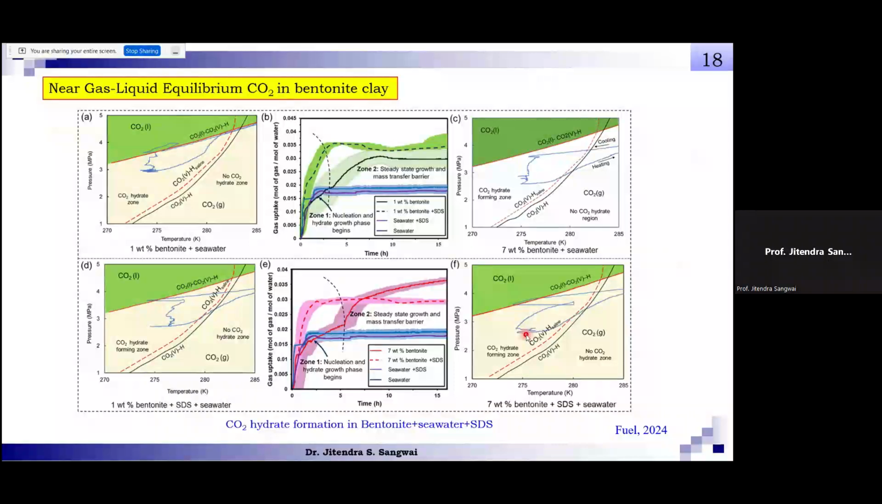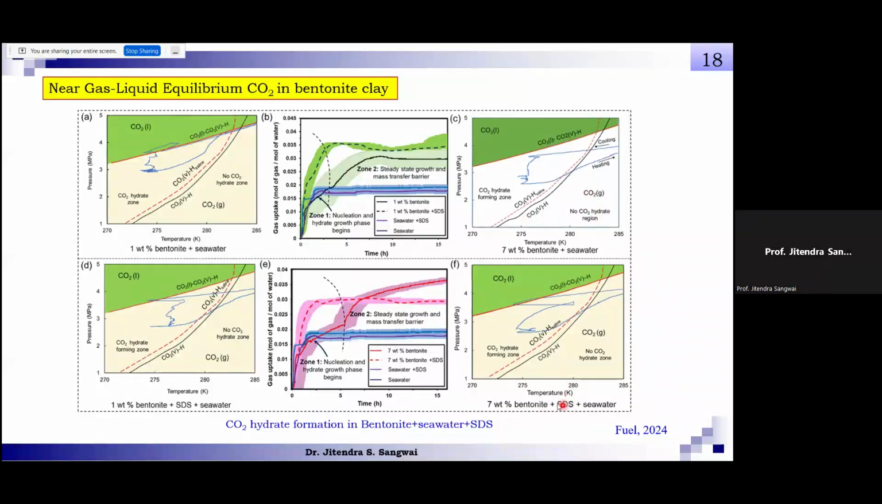So we also looked at studies using bentonite clays, because that's again a simple system. For example, in the KG Basin, the Krishna Godavari basin, you can also have some kind of clays along with the sand and silt. So we can carry out some of these experiments at the lab scale using conditions that mimic liquid CO2, and conditions that mimic gaseous CO2, etc. And we also formed hydrate using some kind of promoters.